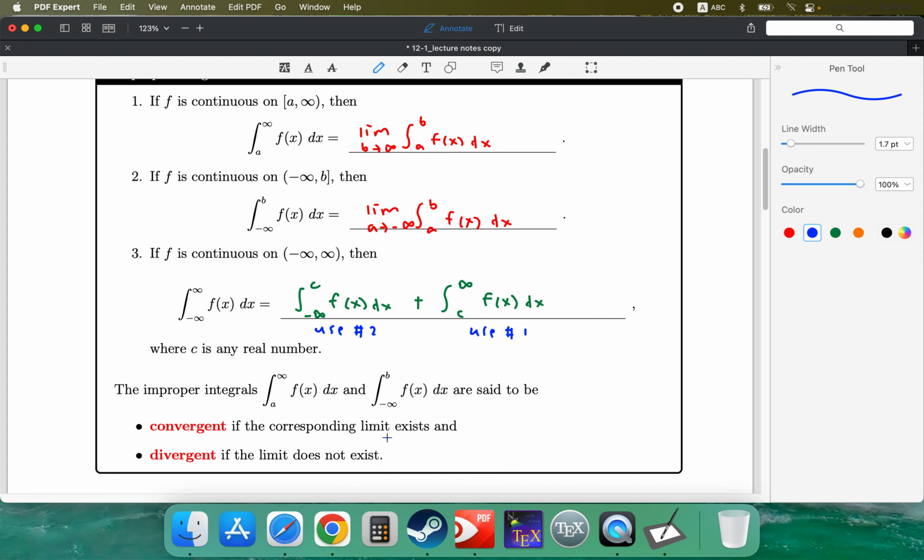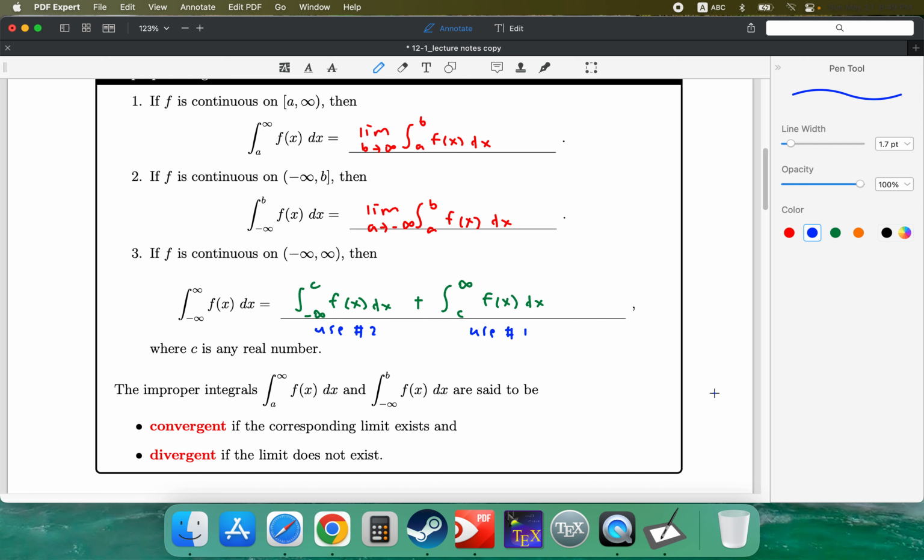Now, if the limit exists, we say that the improper integral is convergent. If the limit does not exist, then we say the improper integral is divergent.